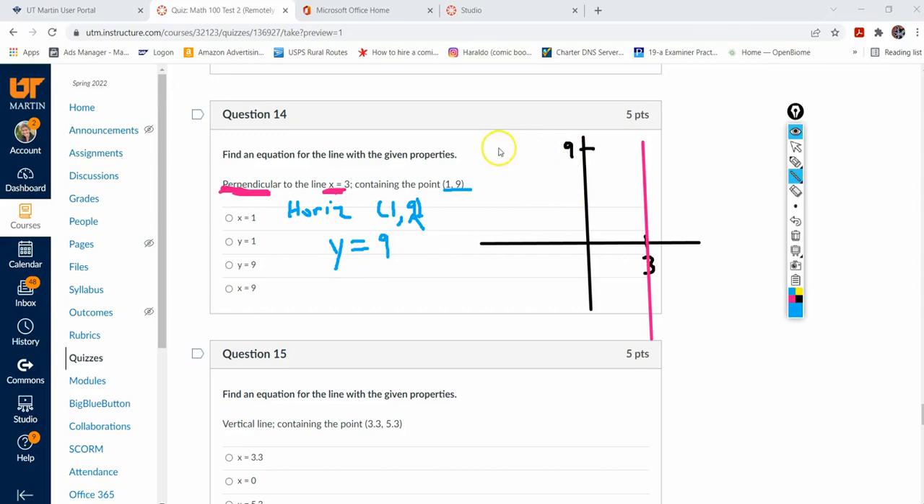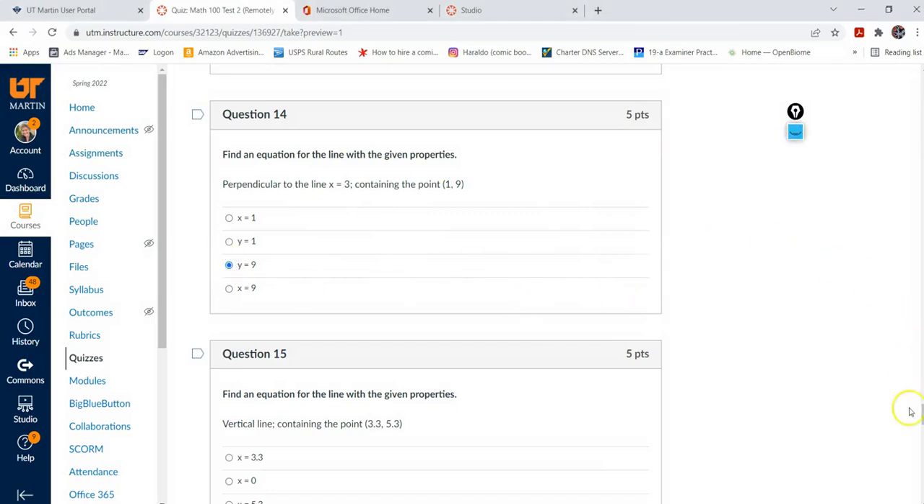And the line y equals 9 looks like that. And we can see that these are perpendicular to each other. But it wants the equation of the line, and it is y equals 9. Okay.